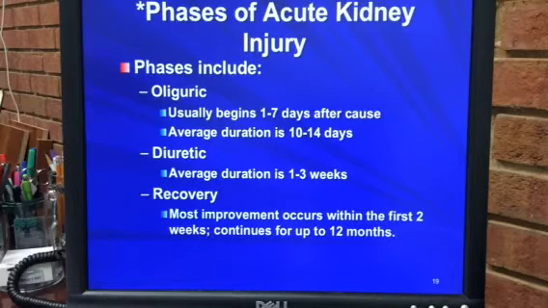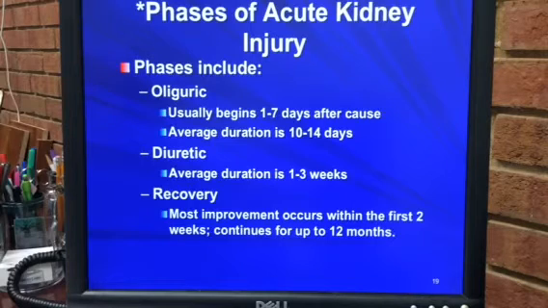So during that time, we have to be concerned about that patient having fluid volume excess, having an excess of potassium. The things that the kidneys normally clear are in excess. Now in the diuretic phase, the urine output starts to increase, and the patient may lose loads and loads of water.